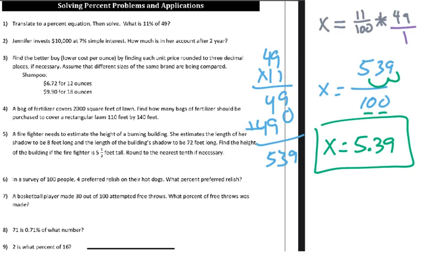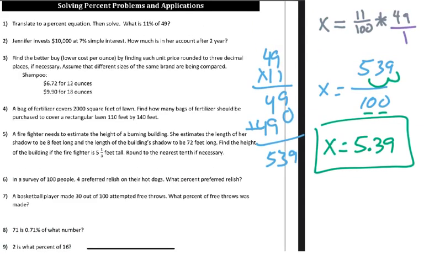Jennifer invests $10,000 at 7% simple interest. How much is in her account after 2 years? So let me put this down here. If she has $10,000 and she invests at 7% simple interest, how much is the account after 2 years?